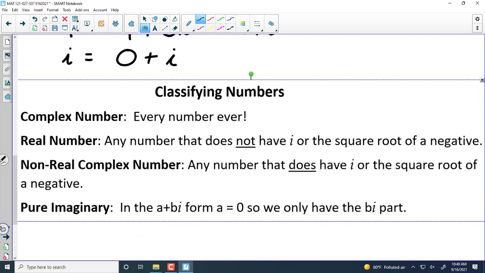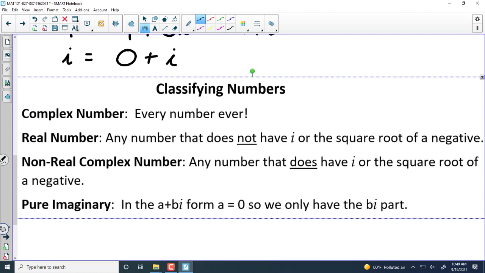Here's how we classify numbers. If anyone ever asks you if a number is a complex number, you say yes, because a complex number is every number ever. Nothing is left out. A real number is any number that does not have the I or the square root of a negative in it. In other words, you can write a real number as a plus 0i. You just don't have this part here, and you just write the number part there that doesn't have the I or the square root of the negative.